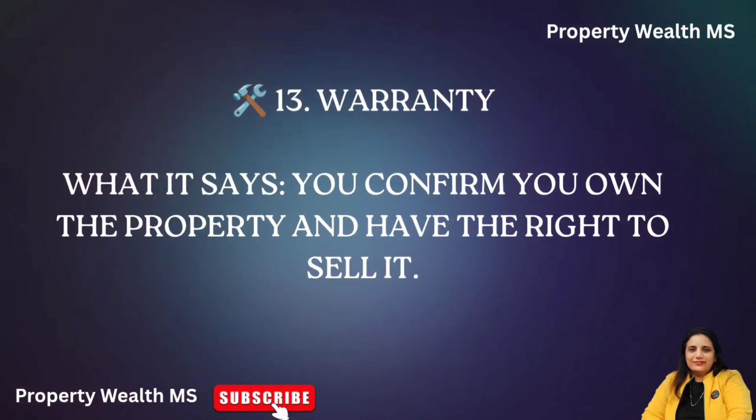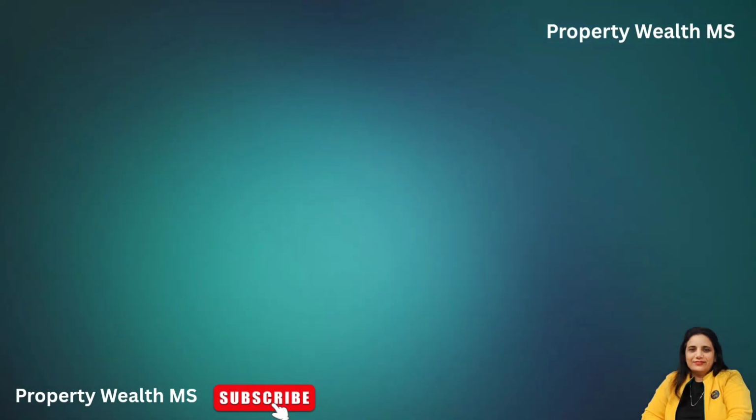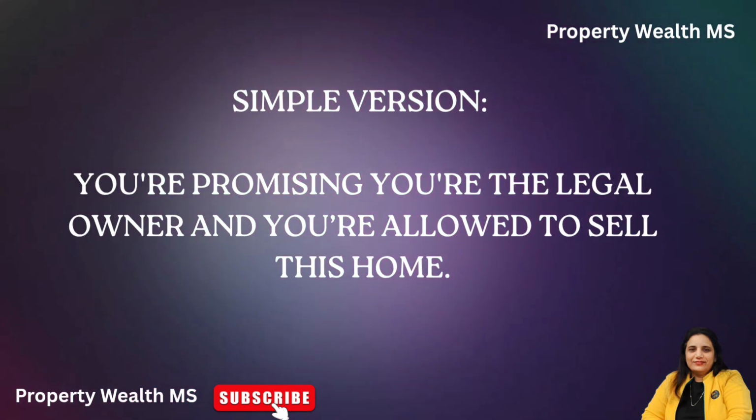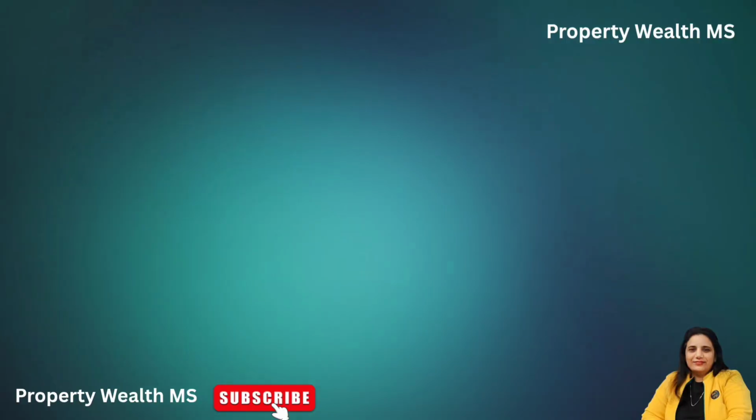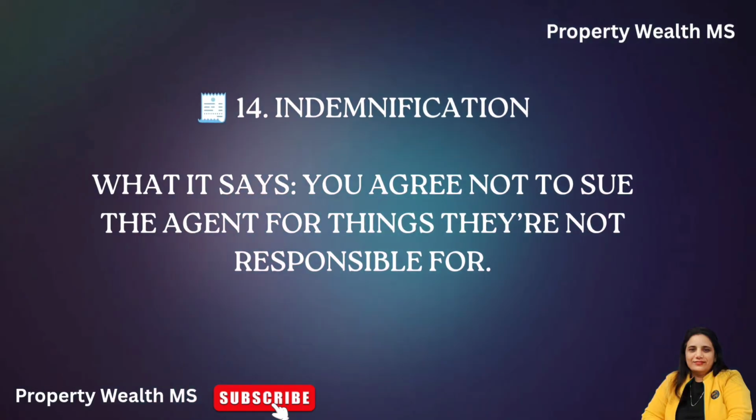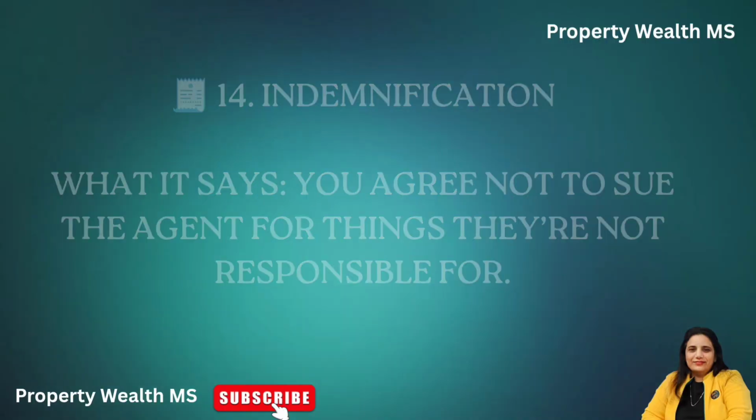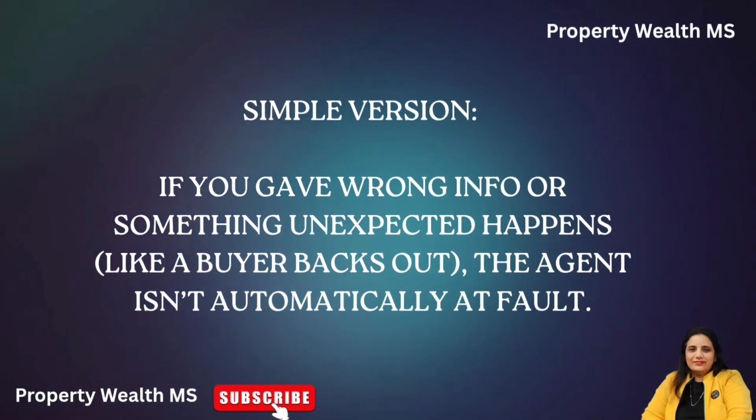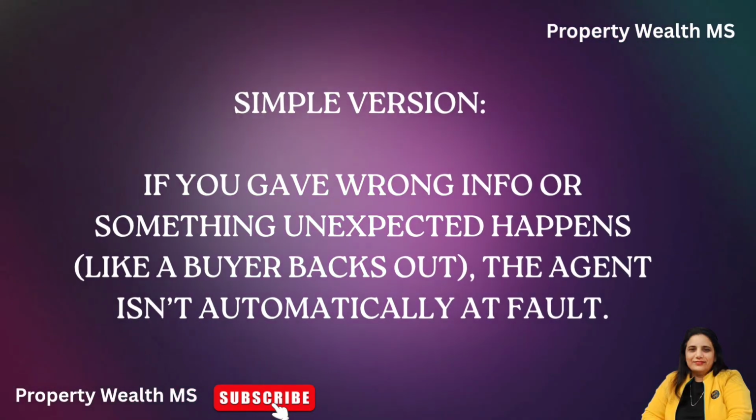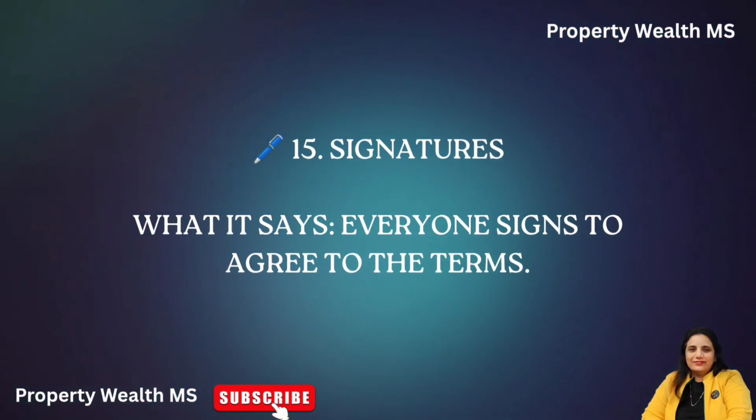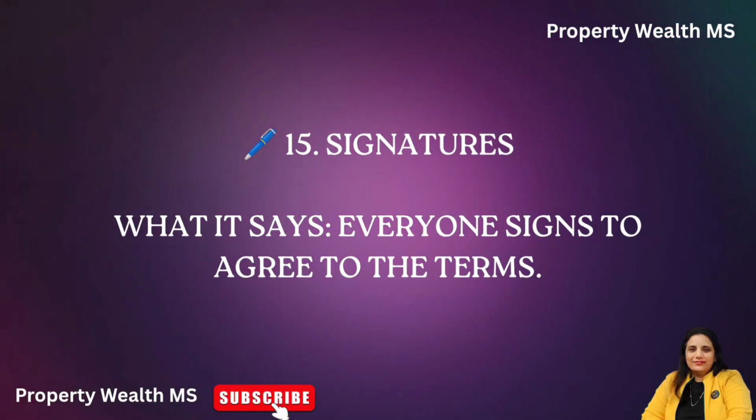The warranty clause explains that you own the property and have the right to sell it. You are promising that you are the legal owner and you are allowed to sell your home. Indemnification says that you agree not to sue the agent for anything they are not responsible for. In simple terms, if you give wrong information, or sometimes something unexpected happens like a buyer backing out of the deal, the agent is not responsible for that.